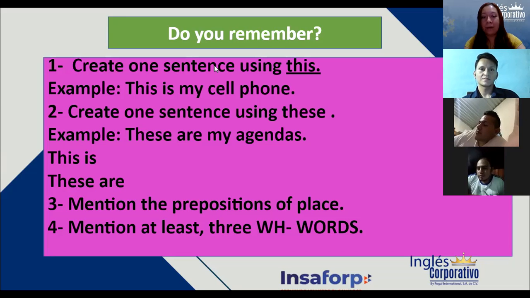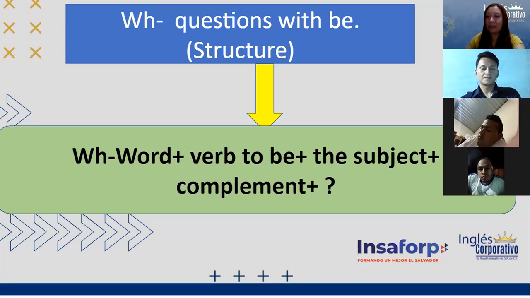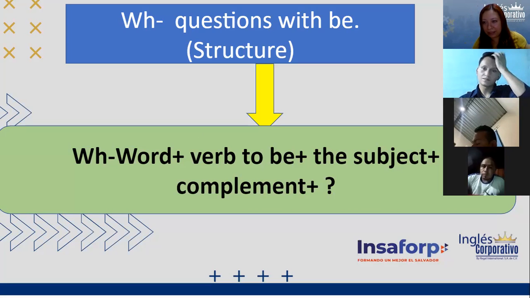Exactly, ¿qué? Right? A veces se ocupa también para decir cuál, pero en realidad para cuál sería which, que creo que no se las puse ayer ahí. Vaya, entonces, moving forward, vamos a repasar. WH word, cualquiera de las preguntas de WH, dependiendo de la información que yo quiera, plus the verb to be, plus the subject, plus the complement. Más adelante van a ver, como les dije, ahorita estamos hablando en simple present, presente simple.